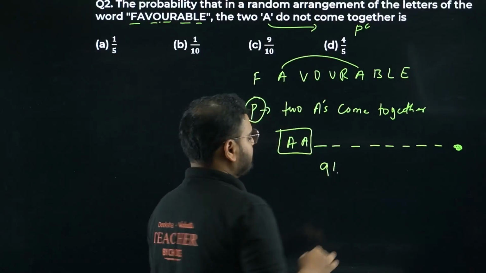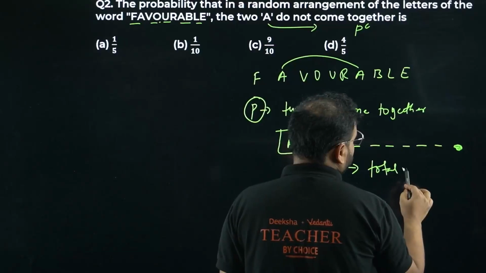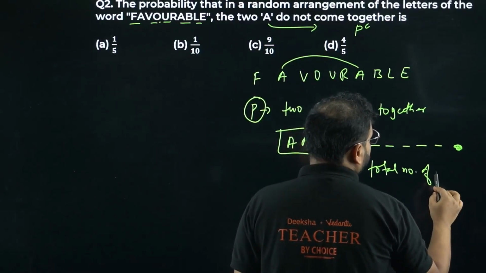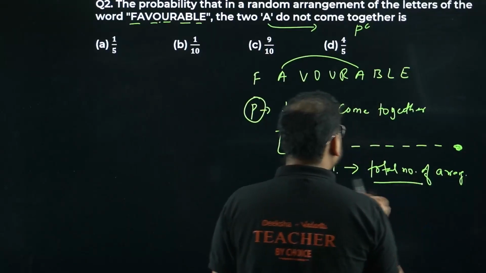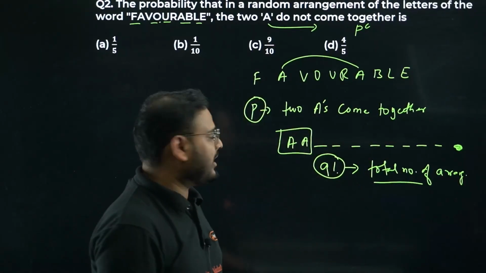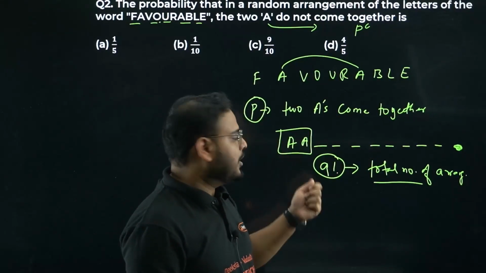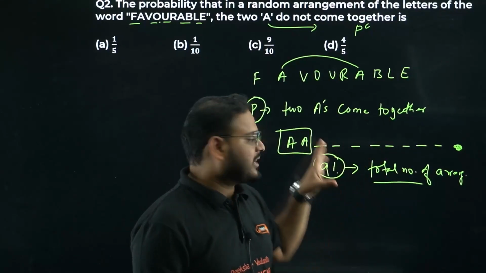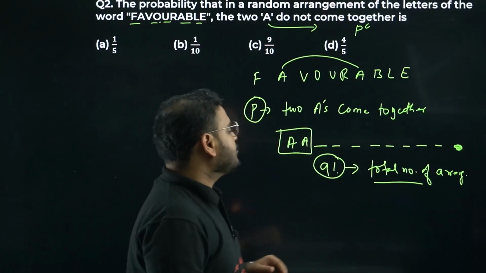So basically I have 9 factorial total number of arrangements or ways. If I club them together, out of 10, one is clubbed together, so it becomes a total of 9 spaces. It can be either here, here, here, like this, right? So the total number of ways will be 9 factorial.